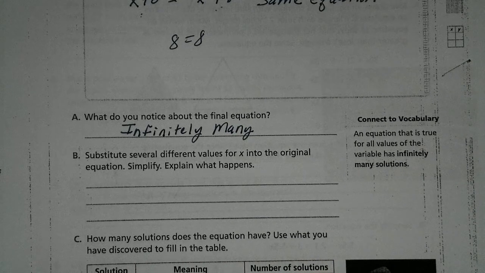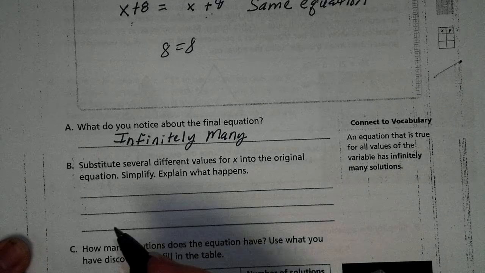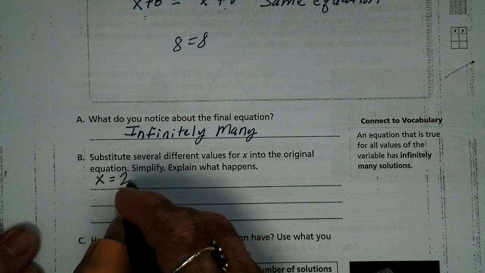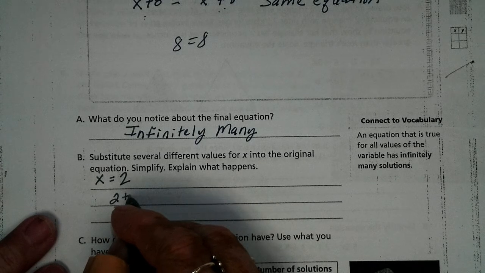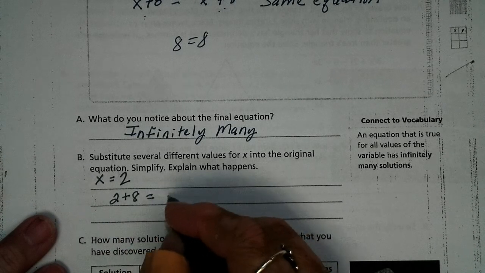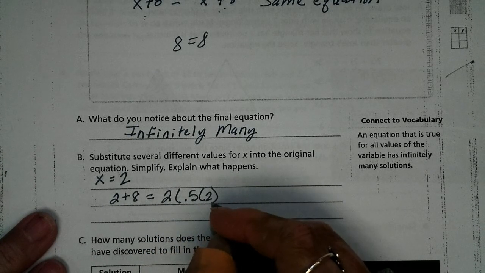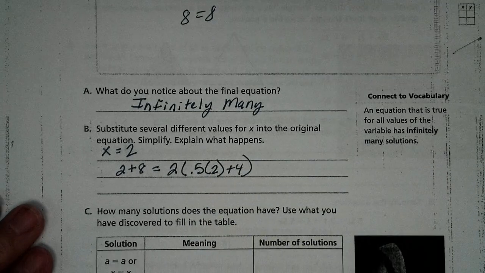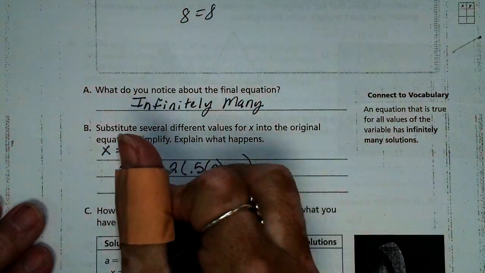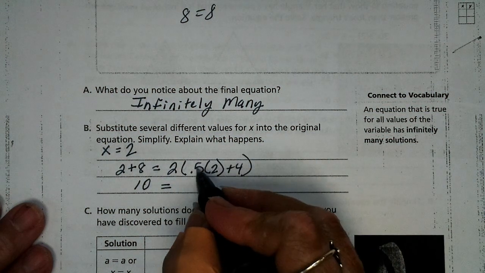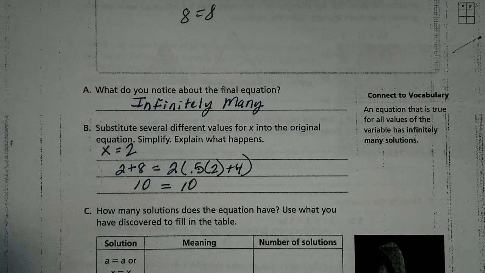All right, so substitute several different values in for x into the original equation. So let's say x is 2. So we would have 2 plus 8 equals 2 times 0.5 times 2 plus 4. So I should get 10 equals, this would become 1, 4 plus 1 is 5, 2 times 5 is 10. So 10 equals 10.